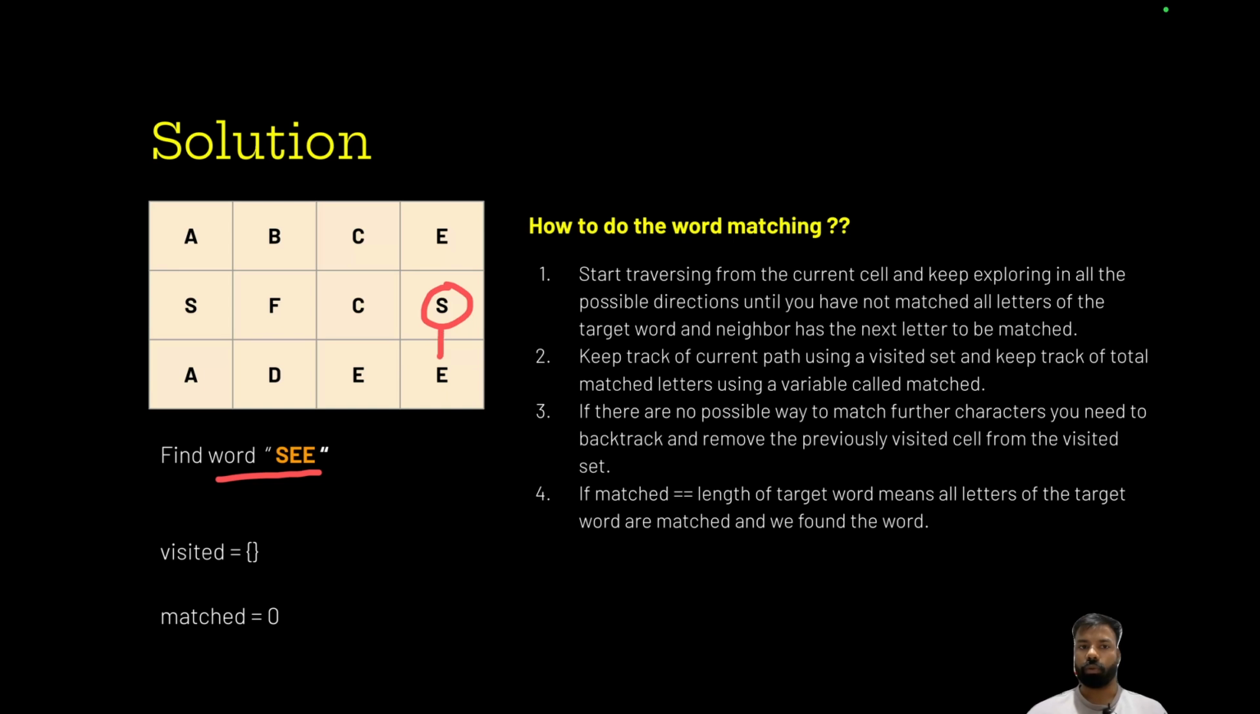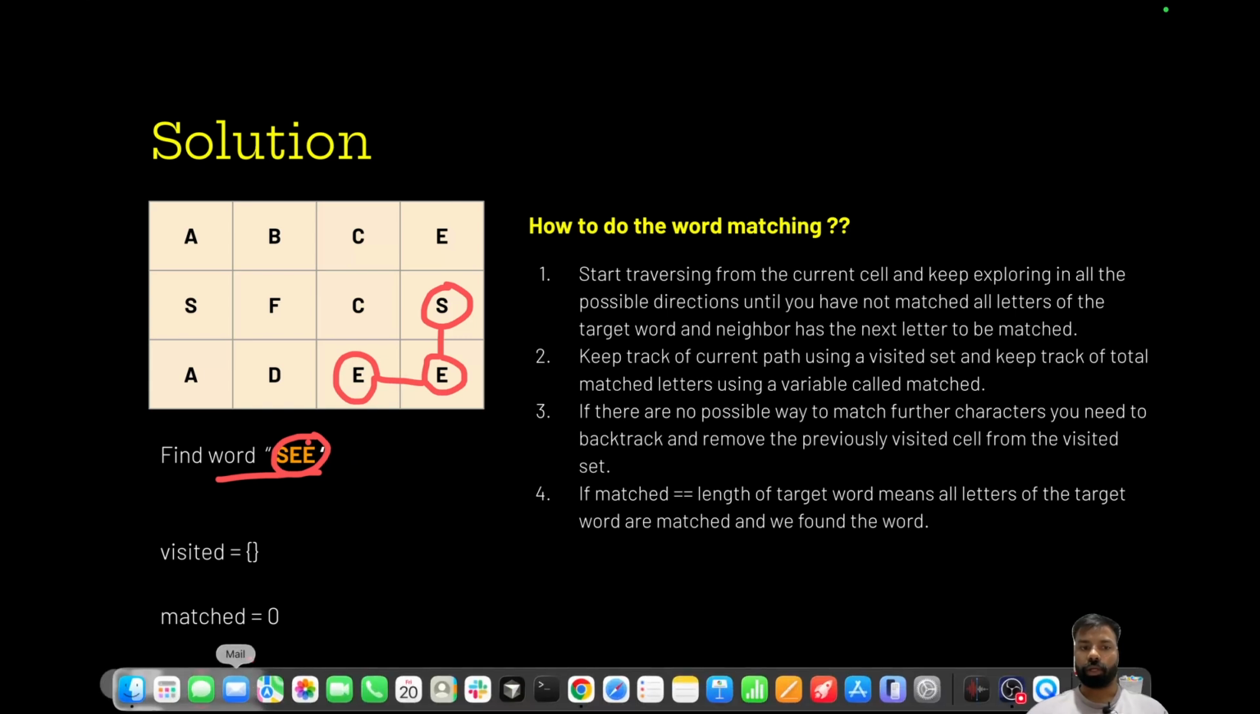When we move to the next one, we can see that yes, we have again found the E letter. So here the total number matched is 2, and then we will look for the next letter, which is again E. After we found this E, we can say that we have found a total of 3 letters, and 3 is the length of the target word, meaning we have found the whole word.